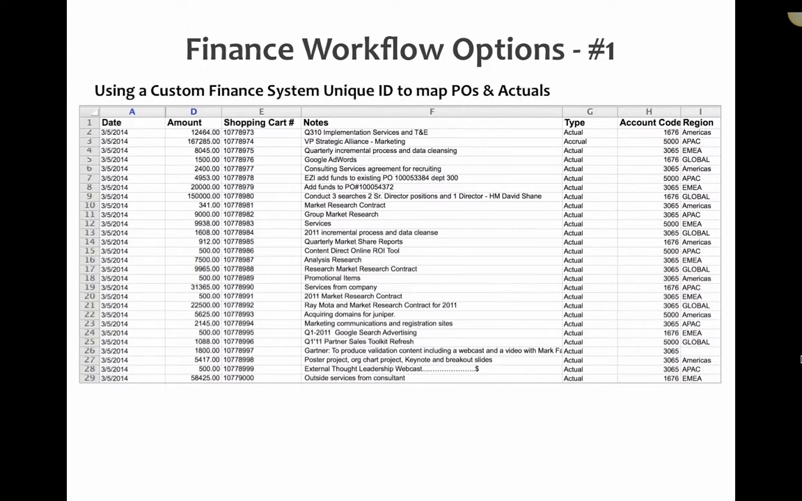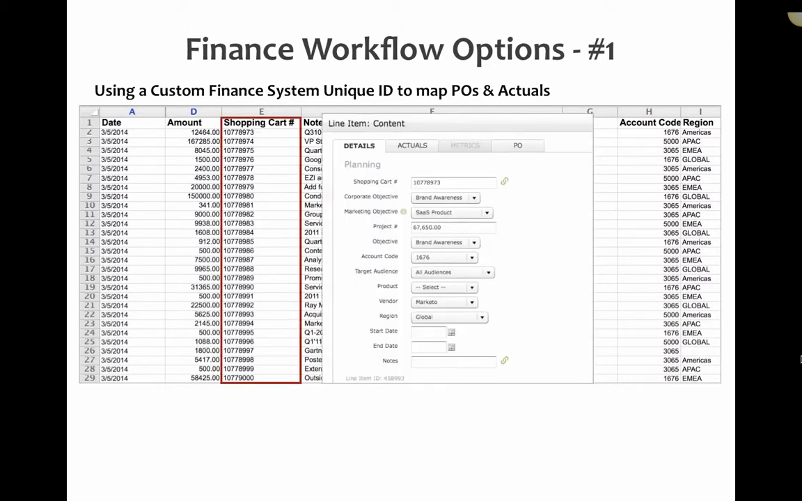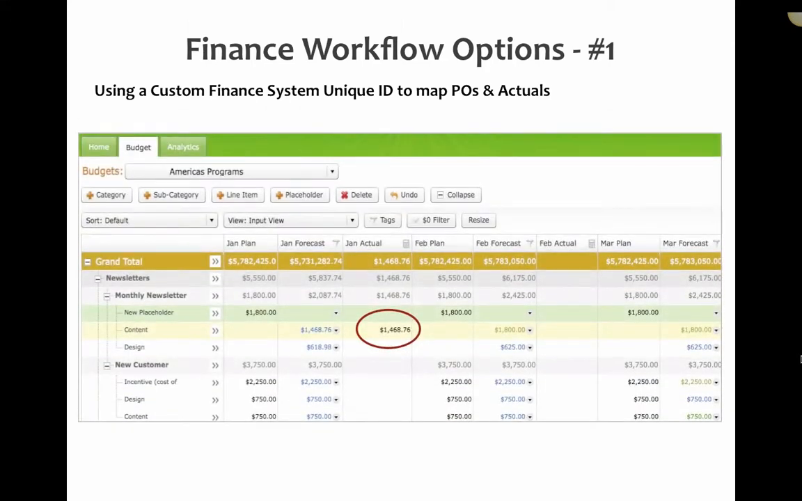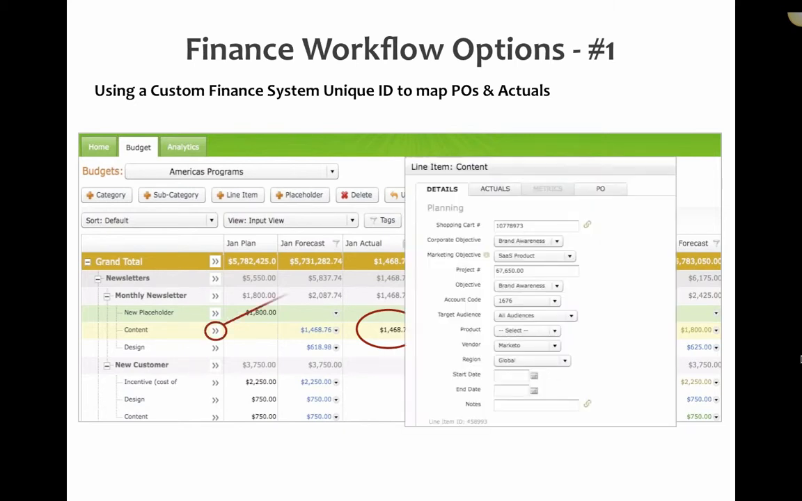Option 1, using a custom finance system unique ID to map POs and actuals. Does your finance system assign a unique ID to marketing activities such as a shopping cart number or PR number, etc.? We can utilize that unique ID to match POs and actuals to their associated marketing activity. The benefit of using the custom finance system unique ID is that you have a unique key to tie all spend data back to. The only thing that the marketing end user will be responsible for, additional to managing their plan and forecast, is inputting the unique ID into a custom field on the details panel.